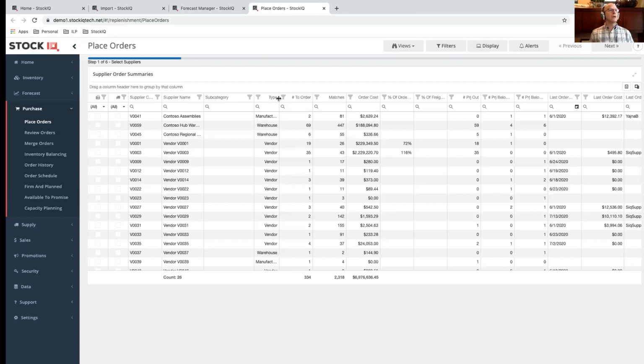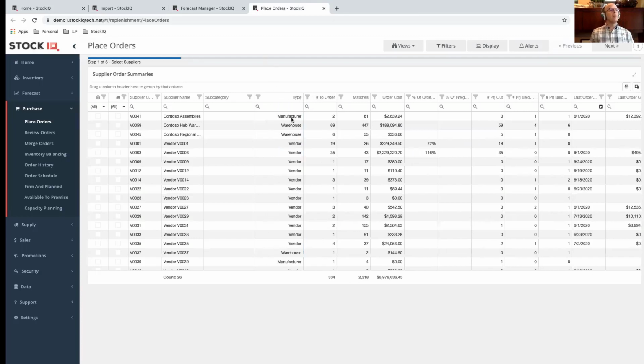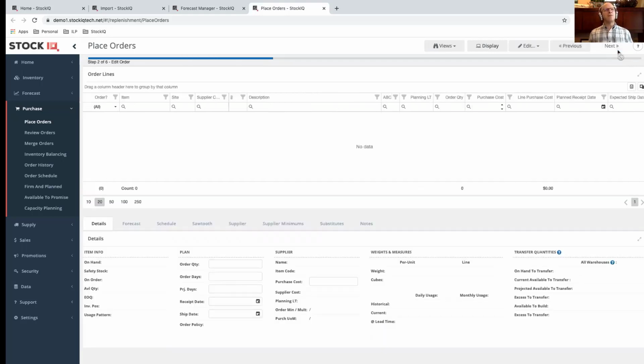So you'll notice over in here, we have various types that are available. Manufacturer would indicate that I'm creating a work order, manufacturing order. A warehouse would indicate that I would generate a transfer request from one site to another, or if planning to a vendor, I'm going to generate a purchase order. This is a 6-step wizard, so it's meant to be easy for our clients to utilize.